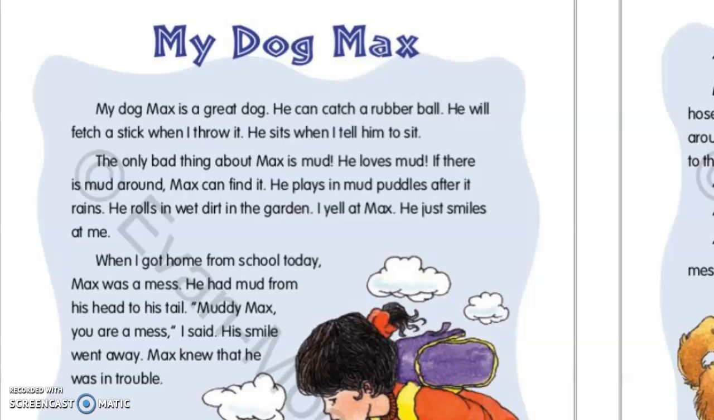Now I'm on the second paragraph. The only bad thing about Max is mud. He loves mud. Let's underline that. He loves mud. If there is mud around, Max can find it. He plays in mud puddles after it rains. He rolls in wet dirt in the garden. I yell at Max. He just smiles at me.